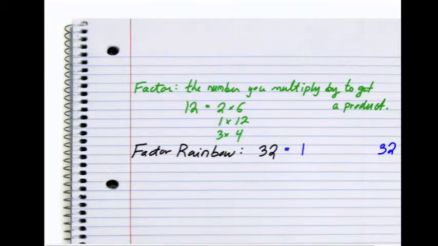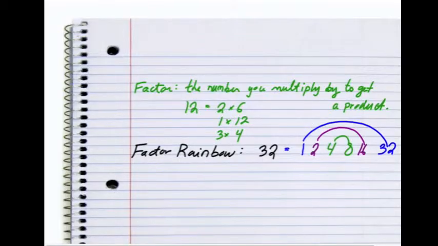Then I would move my way up. 2 is also a factor of 32, and its pair is 16. The next factor of 32 that I know is 4, and its pair is 8. Between the numbers 4 and 8 are only 5, 6, and 7. None of those numbers are factors of 32, so I can complete my factor rainbow. See? And I know that I have all the factors of 32 listed there.